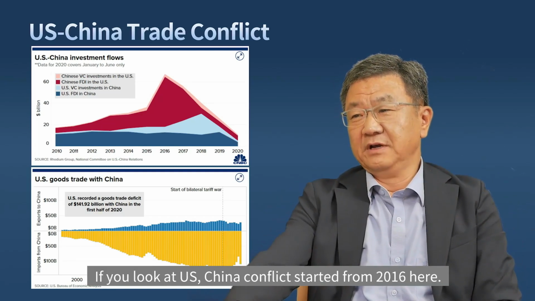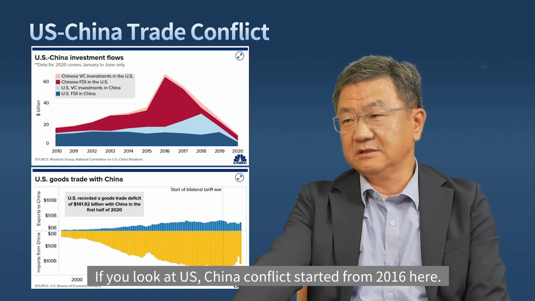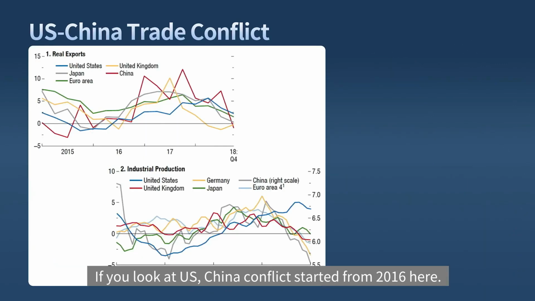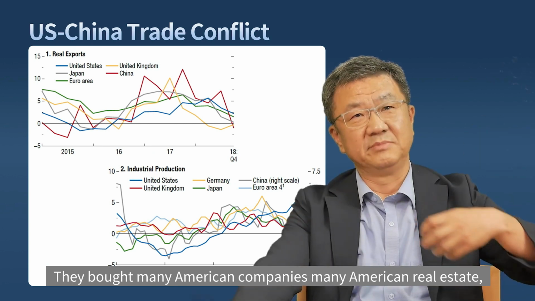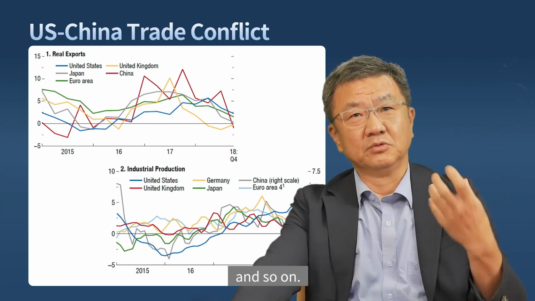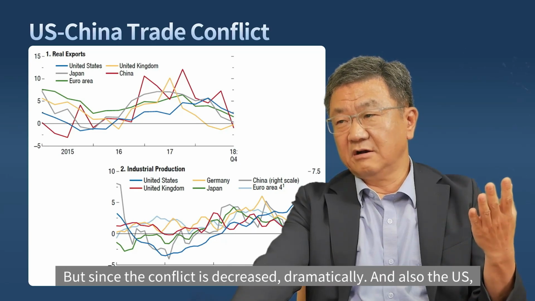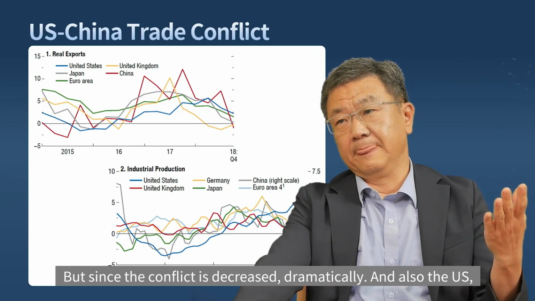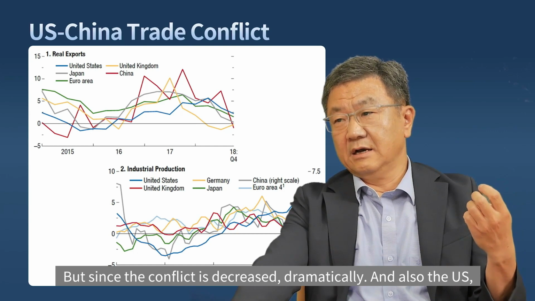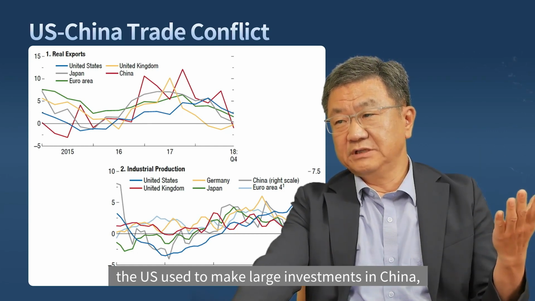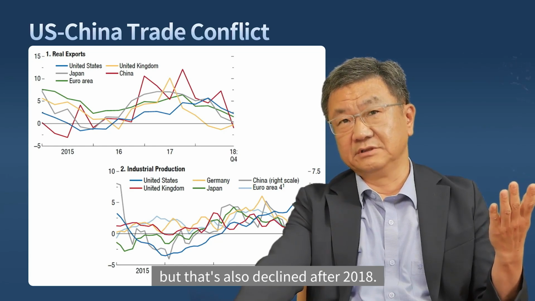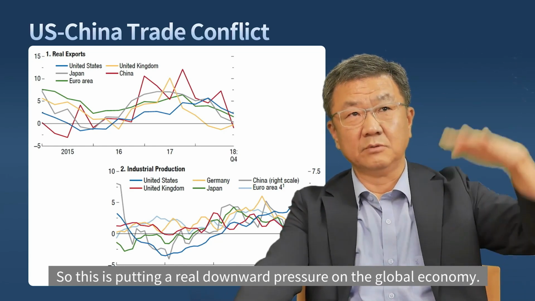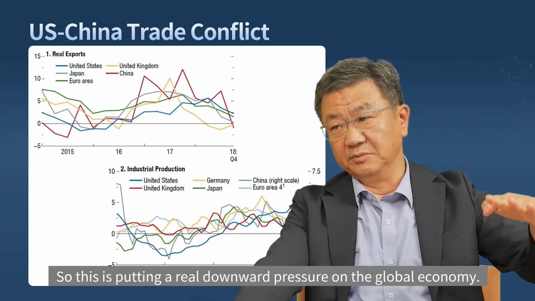Right? So if you look at the US-China trade conflict, it started from 2016 here. At this time, you see the Chinese made huge investments in the United States. They bought many American companies, American real estate and so on. But since the conflict it has decreased dramatically, right? And also the US used to make large investments in China, but that's also declined after 2018. So this is putting a real downward pressure on the global economy.